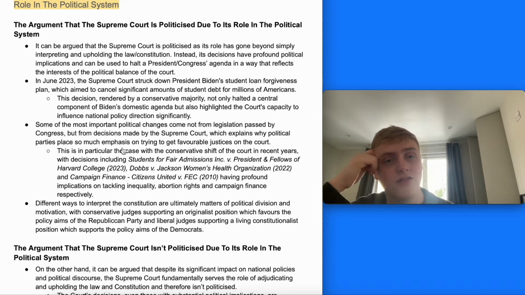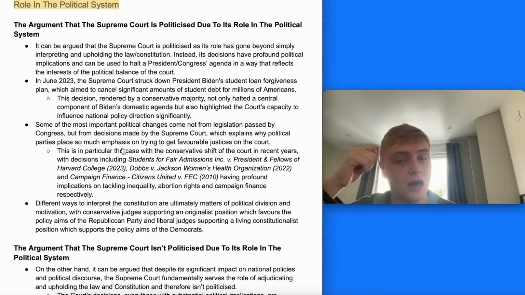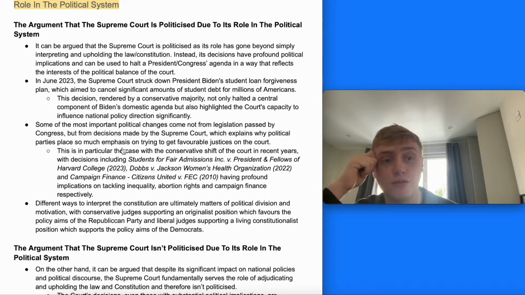And it can be argued that it's gone beyond simply interpreting and upholding the law and the Constitution, and that instead its decisions have profound political implications, and it can be used to halt the President and Congress's agenda in a way that reflects the interests of the political balance of the court. And this is crucially its role in terms of judicial review.